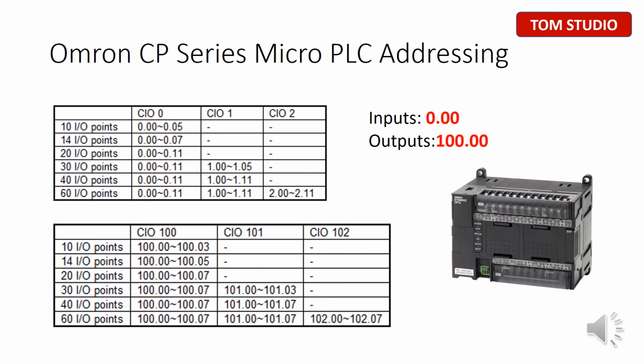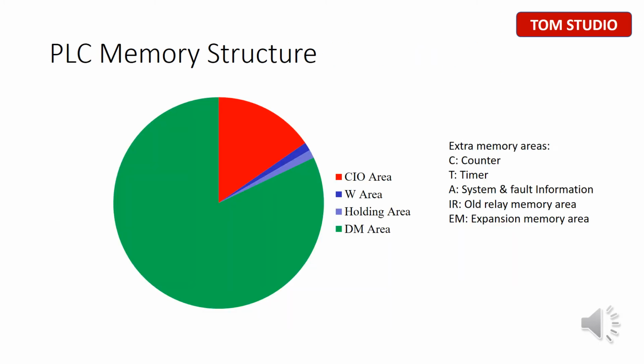Outputs start from 100.00. In this slide, we go over a little bit about the Omron CP series PLC memory structure as shown. CIO stands for core memory area for inputs and outputs. W area is for internal bits and words application, none data retained. H, holding area, is for internal bits and words application, but with data retentive. D, DM area, is for data storage for words only, except CJ2 PLC, which can only be used for word application, not able to be used as bit.